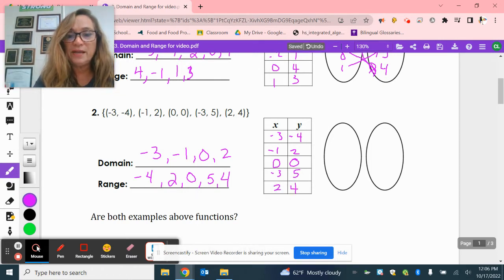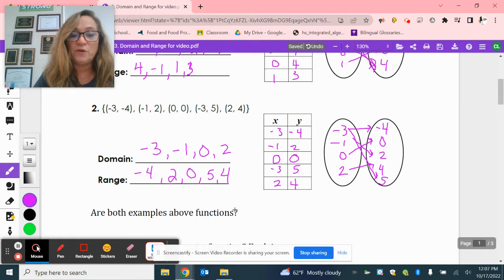Now I'm going to do the same thing here: -3, -1, 0, and 2, and -4, 0, 2, 4, and 5. So -3 has an arrow to -4. -1 has an arrow to 2. 0 has an arrow to 0. 2 has an arrow to 4. And here's the situation that's not good: -3 gets a second arrow to 5. And that makes this not a function.